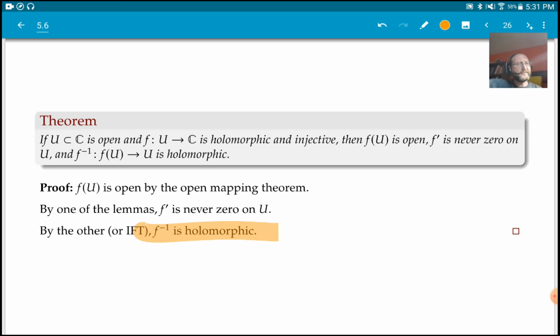Now, when we talked about the open mapping theorem, one of the things it says is that the inverse of holomorphic functions is always continuous. As I mentioned, it's better than continuous. It's actually always holomorphic. And we do use the open mapping theorem so that we have an open set on which to define a holomorphic function. Anyway, next time we're going to go to the next chapter.